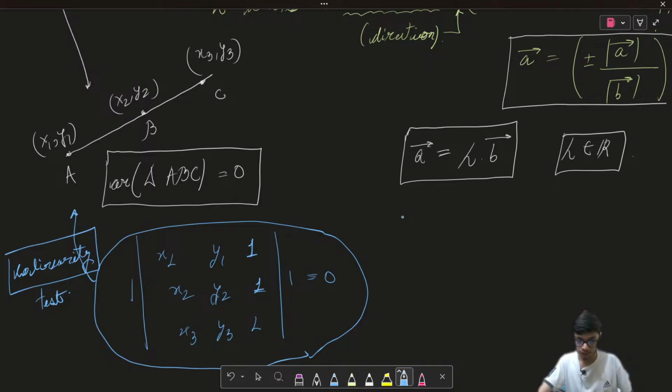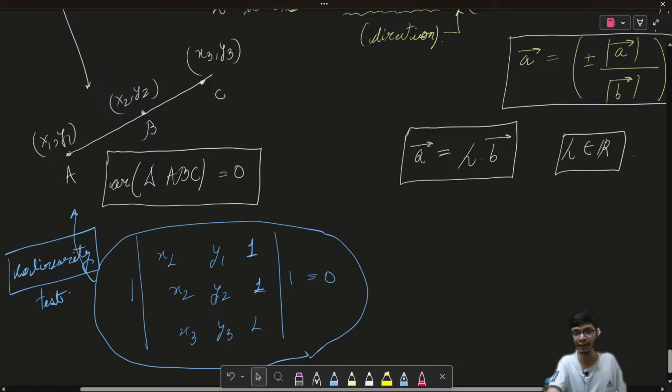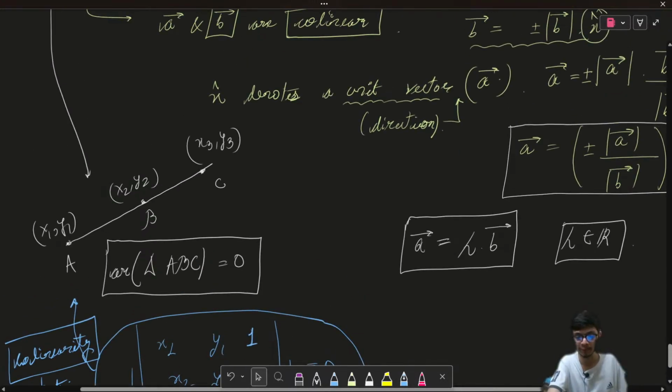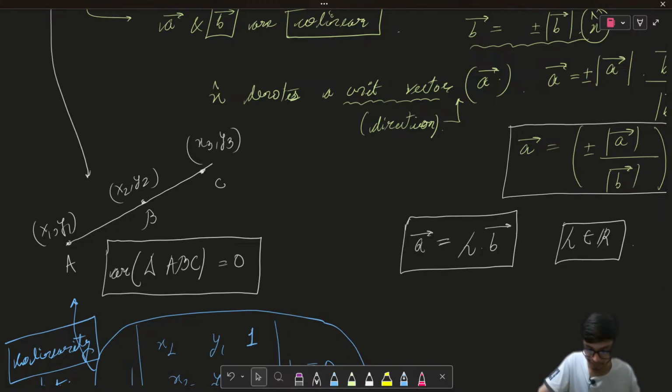Okay. Can you give an example for linear combination of vector? Well, linear combination of vector is just simple example, can be a collinear vector. Okay. So collinear vector can be a simple example of linear combination of vector. Okay. I hope this is clear.